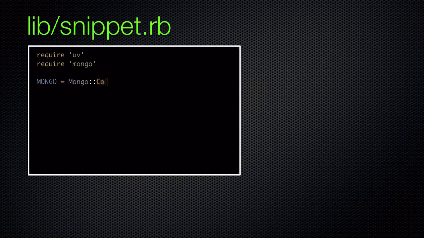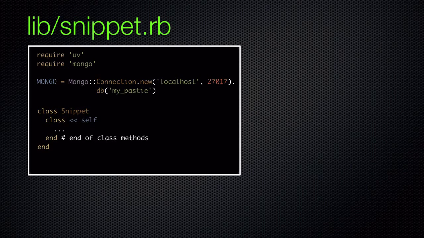Let's take a look at the heart of the application, which is snippet.rb. We start off with requiring the Ultraviolet gem, which is simply uv, and next one is obviously Mongo. I am using a constant, Mongo, to point to the database. I guess as an old C programmer, I really prefer constants. And as you can see, all the methods here are class methods.